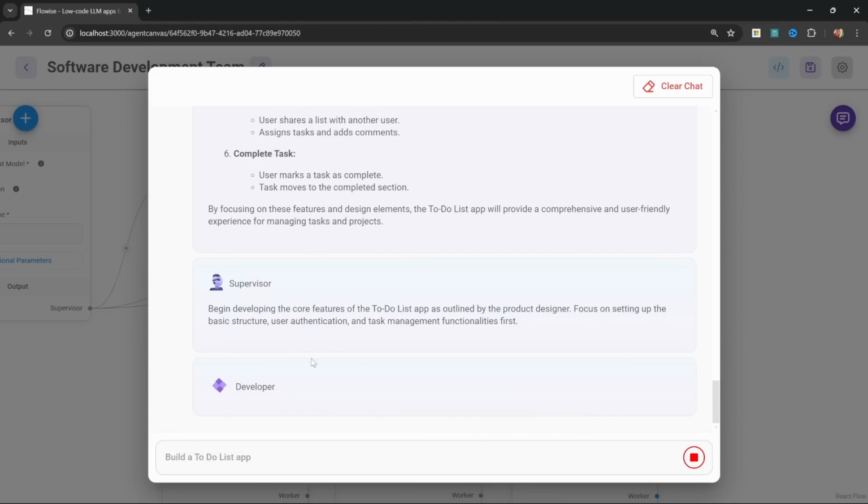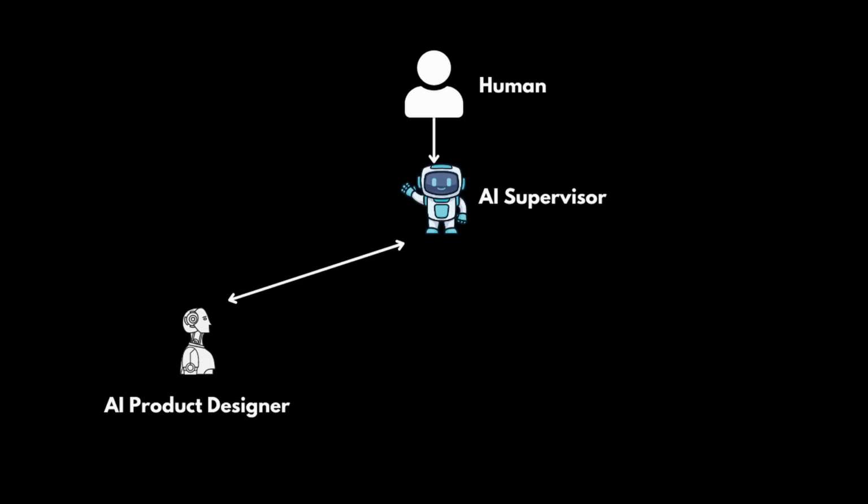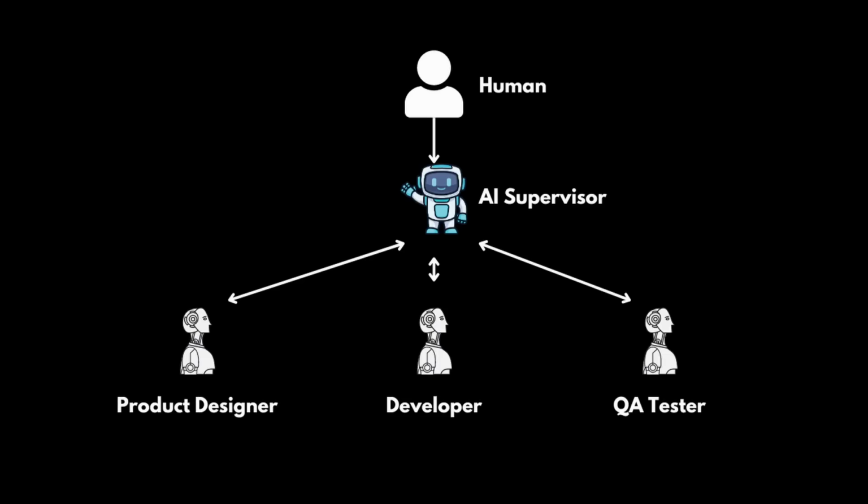In fact, Flowise uses LangGraph under the hood. With an AI agent team, you can pass an instruction to a supervisor agent, and the supervisor will then delegate and orchestrate the tasks between the different team members.